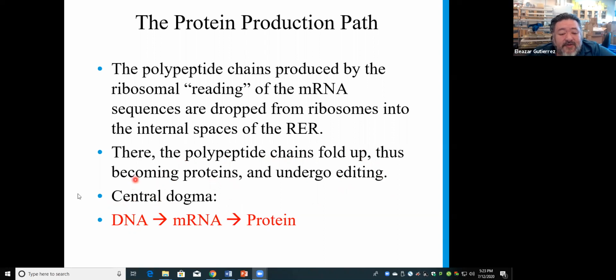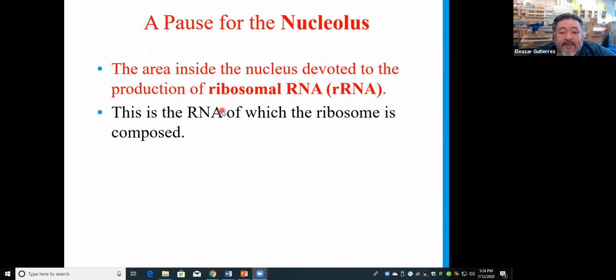And so we have this, what's called the central dogma. In the central dogma, we say that we have DNA from the nucleus that gets transcribed into messenger RNA in the nucleus that gets translated into protein by the ribosome, okay? And it can either be a free ribosome or it could be an attached ribosome on the RER, okay?